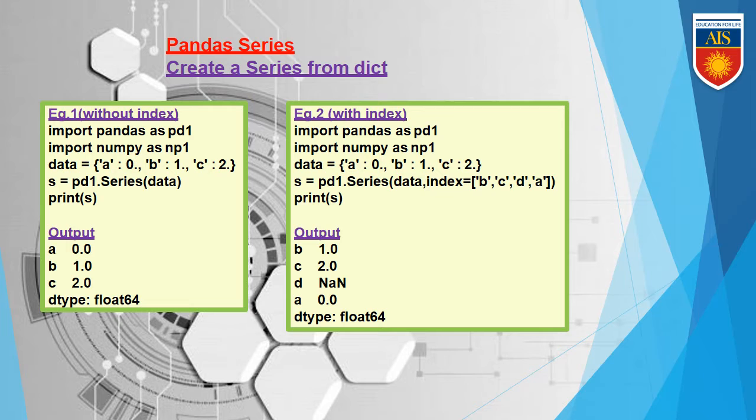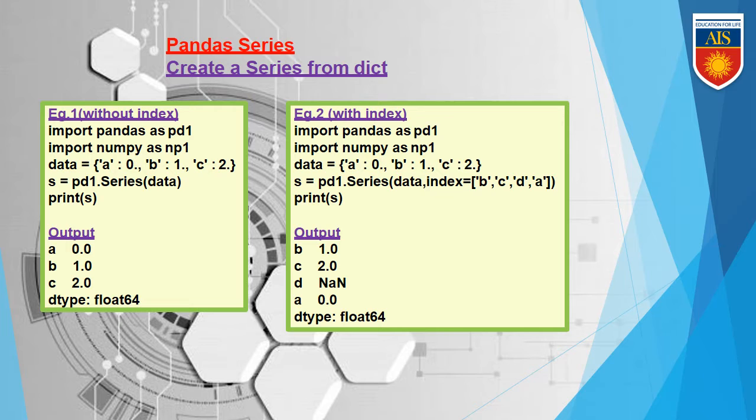Create a Series from a dictionary: one without index, two with index. So first, without index. Import pandas as pd1, import numpy as np1. Then we can mention the data. One thing we need to remember: we are going to create a Series with a dictionary, and I think we all know that in the case of a dictionary we need to mention both things together. That means the field and its information together. So just follow over here. Against data we have given a colon 0, then b colon 1, then c colon 2. That means against a we are going to store 0, against b 1 and c 2. s equal pd1.Series(data), then print s, then we'll get the printout.